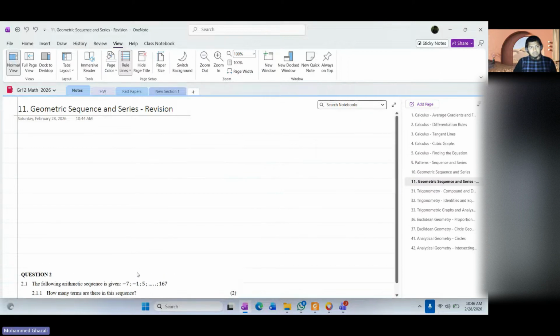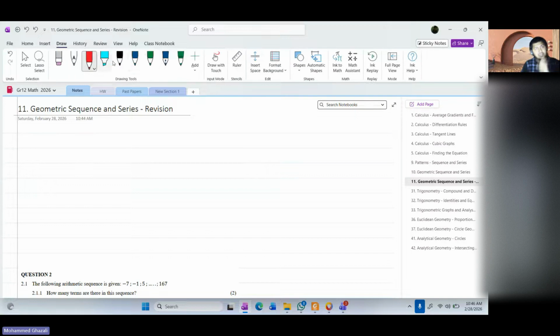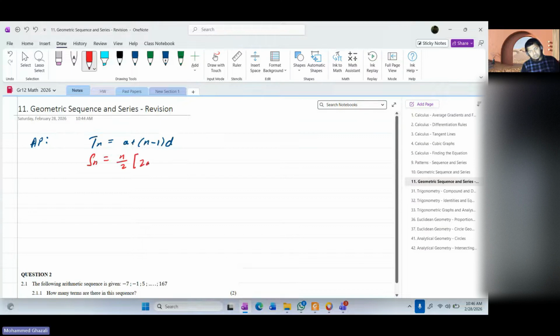Okay, so before we do this, we need to just know what is AP and GP, the formulas and stuff. So in an arithmetic progression, we know the Tn formula. Tn is equal to a plus n minus 1 d, or linear. And we know the Sn formula is n over 2 into 2a plus n minus 1 d. Sometimes it's written as n over 2 into a plus l, if you know the last term.